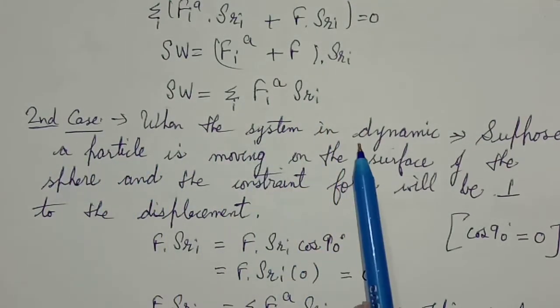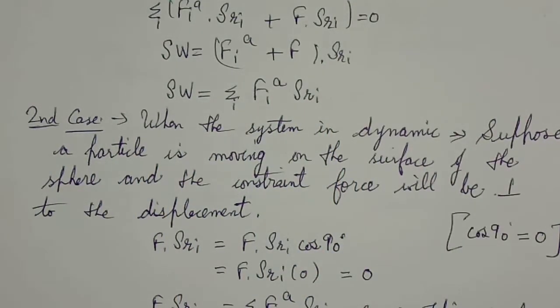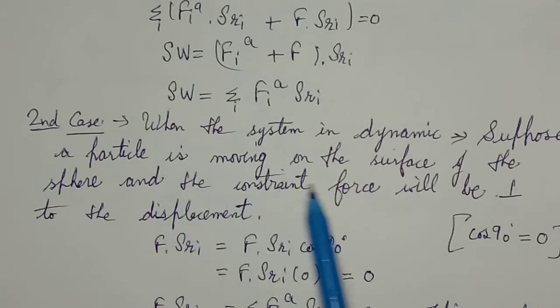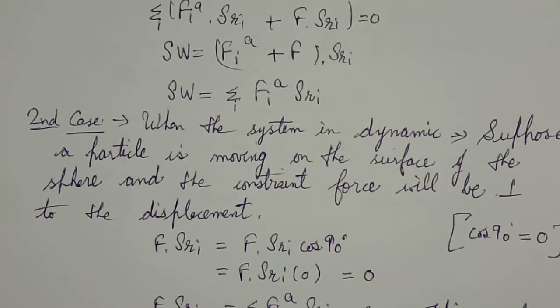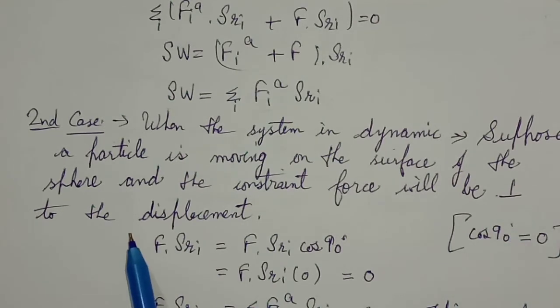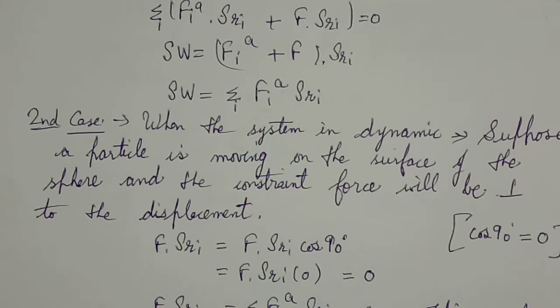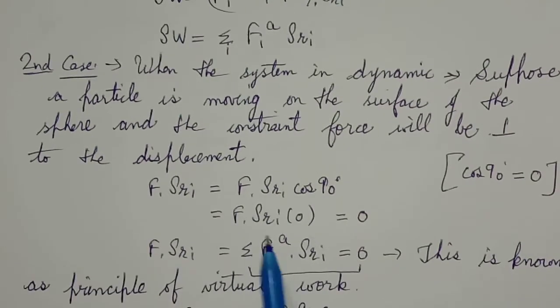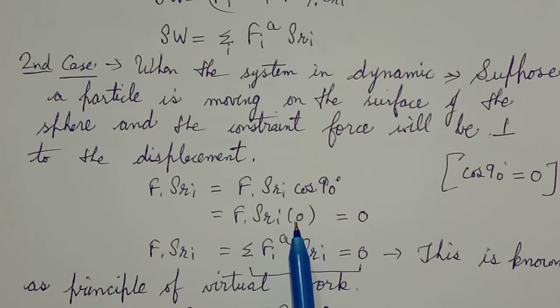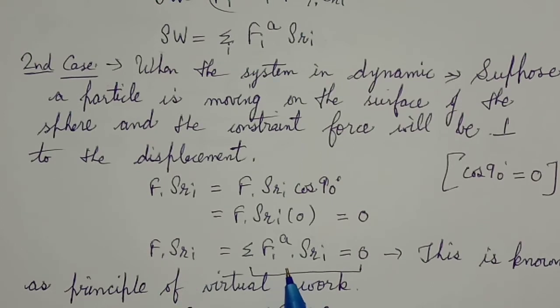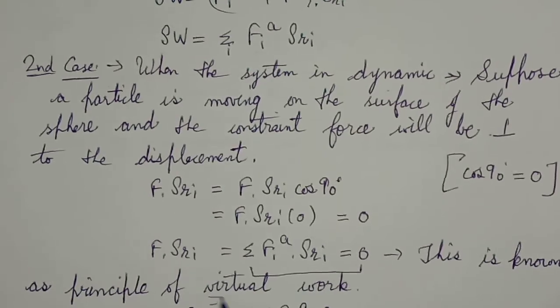Now in the second case, when the system is in equilibrium, suppose a particle is moving on the surface of a sphere, the constraint force will become perpendicular to the displacement. Then F dot delta Ri is equal to F delta Ri cos 90 degrees. Cos 90 degrees we know is equal to 0. So putting the value of 90 degrees, we get 0. So summation Fi dot delta Ri is equal to 0. This is known as virtual work.